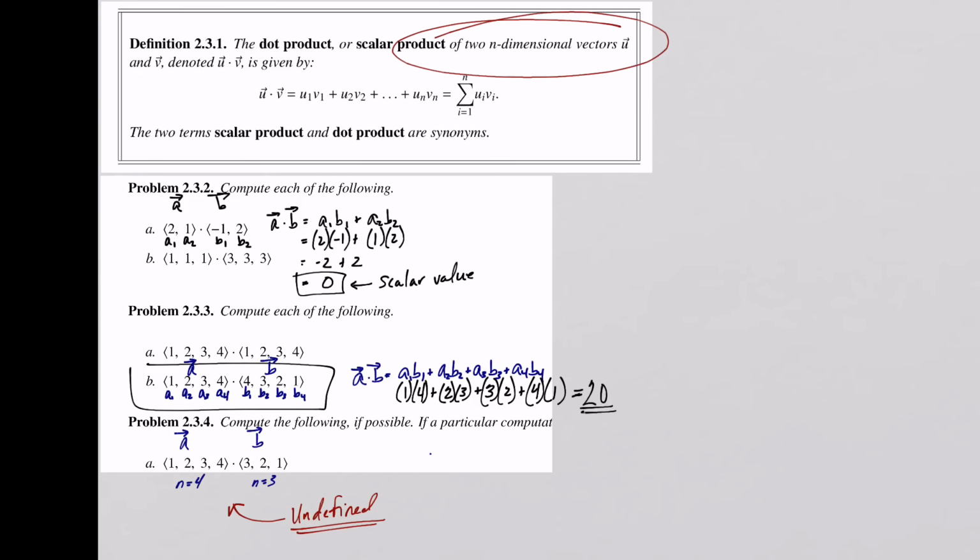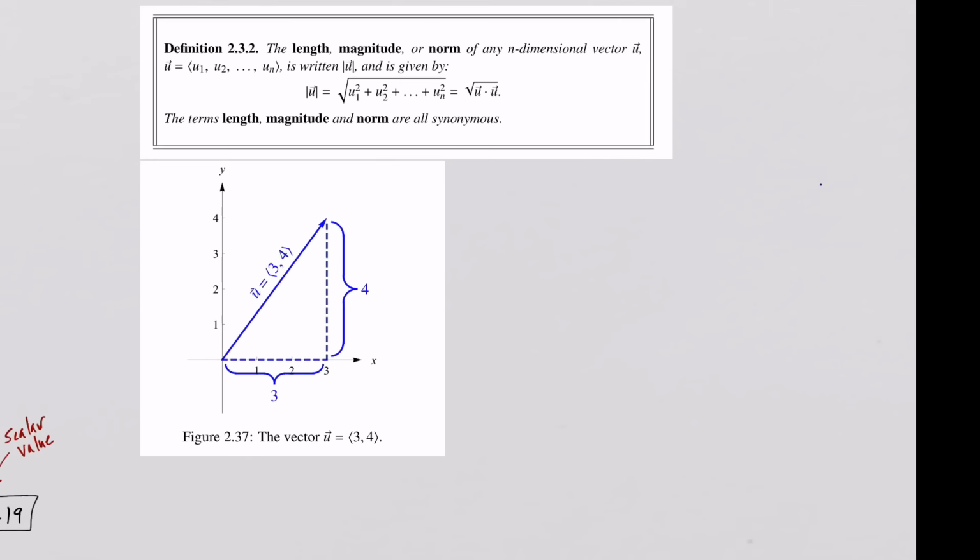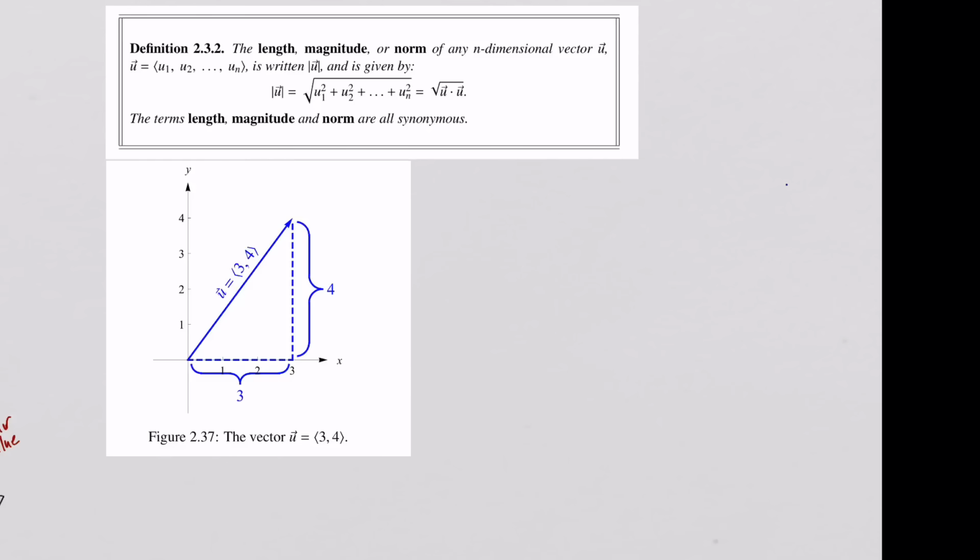Alright, so the next topic that we're going to focus on here is understanding the magnitude of a vector. I've scrolled over here and we've got the definition of the magnitude pulled up, straight out of the book. It says that the length, magnitude, or the norm of any n-dimensional vector u, written with these vertical brackets, is the square root of u1 squared plus u2 squared plus up to u sub n squared, or you could rewrite it as the square root of u dotted with itself. Most often throughout the class, you're going to hear us refer to this as the magnitude, but it's also the same as the length of the vector.